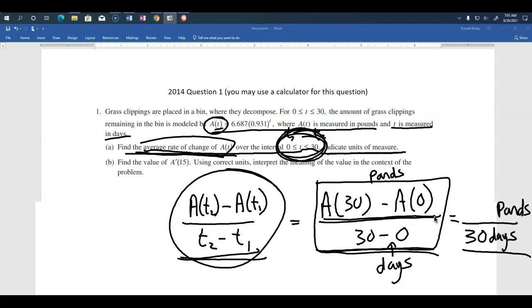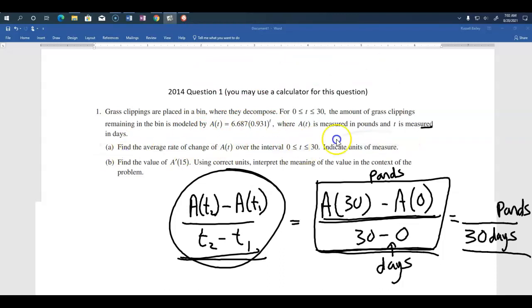Well, you could try to plug these things in by hand. Like you could plug in 30 up here like this. But this is a calculator active problem. And honestly, I would have known this is a calculator active problem simply by the way this equation looks. That's impossible to do mentally. There's no way anybody is expected to raise 0.931 to the 30th power and multiply that by 6.687 and still have time to finish the test. That's impossible. So that's a calculator question when they give you an equation that's that funky. So instead of doing that by hand, we're going to use our calculator.